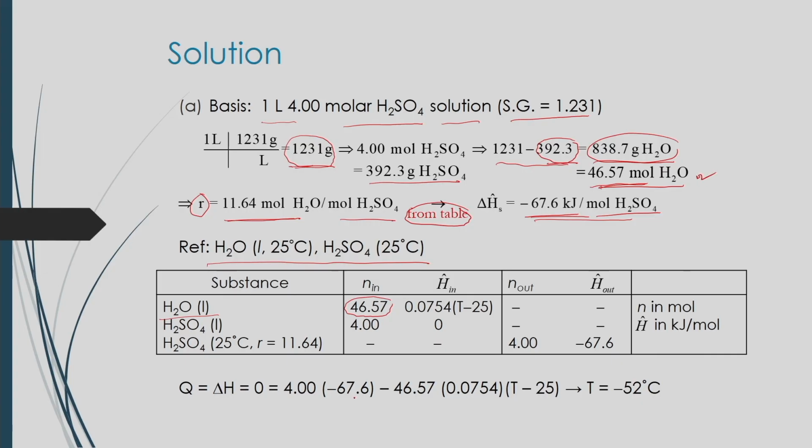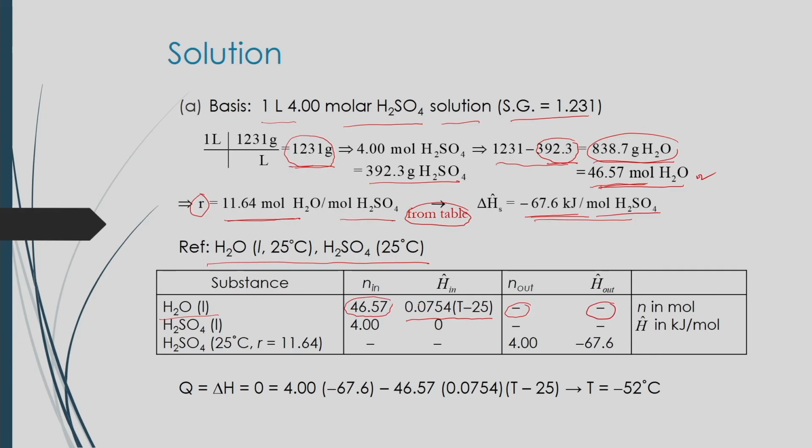So, what will be the enthalpy in the inlet? That is simply 0.0754 into (T minus 25). T is the temperature that you do not know, that you have to find out for that solution. Whereas the moles of water in the outlet condition are not known, because this is a simple batch process. There is no continuous supply or continuous outlet of moles here, so N out and S out are considered nil.